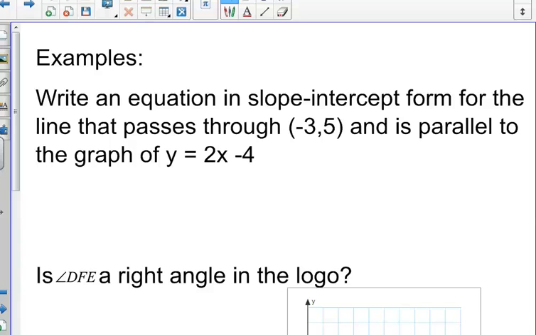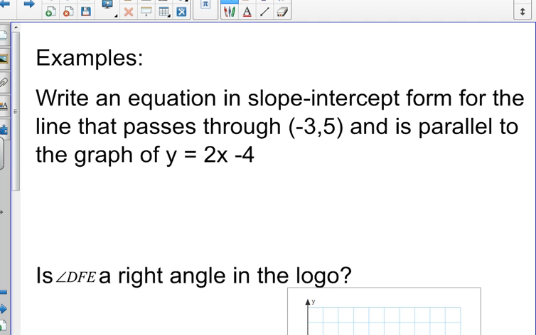All right, here are some examples for the new chapter 4, lesson 4, on finding slopes of parallel and perpendicular lines and writing equations for them. It says: write an equation in slope-intercept form for the line that passes through (-3, 5) and is parallel to the graph of this line.